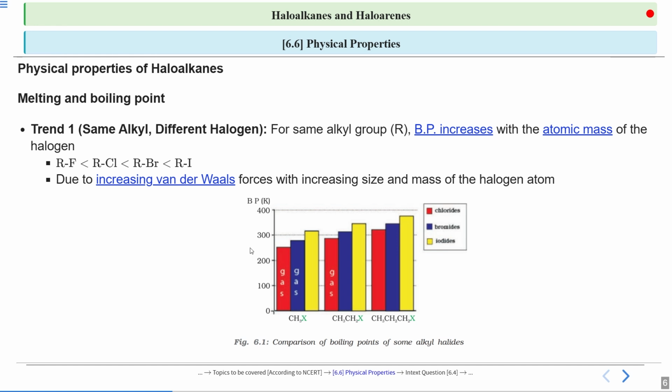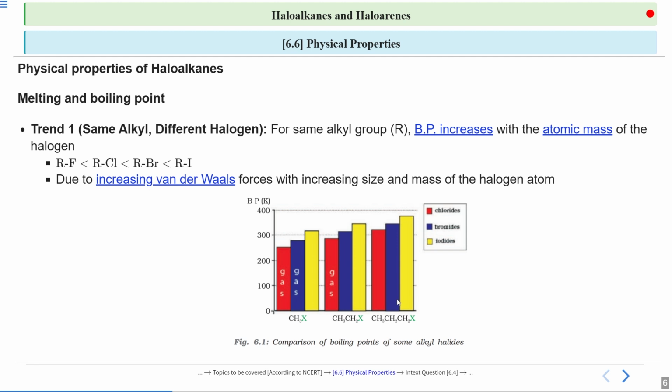Red is showing the smallest boiling point, around between 200 and 300, and the blue one is showing a greater boiling point than the red one, that is chlorides, methyl chloride. So the blue one is for methyl bromide. Methyl bromide has a higher boiling point than methyl chloride, and similarly methyl iodide has an even greater boiling point than methyl bromide and methyl chloride, right?